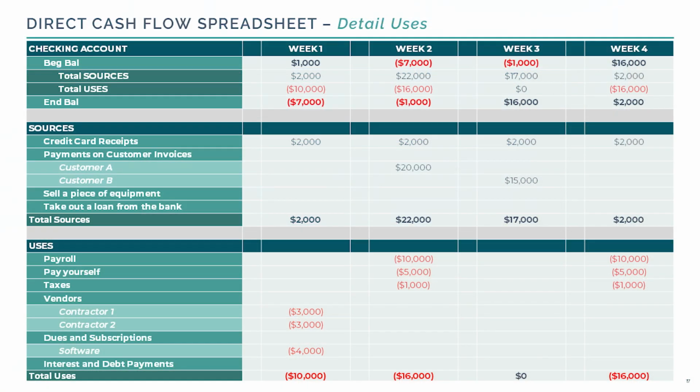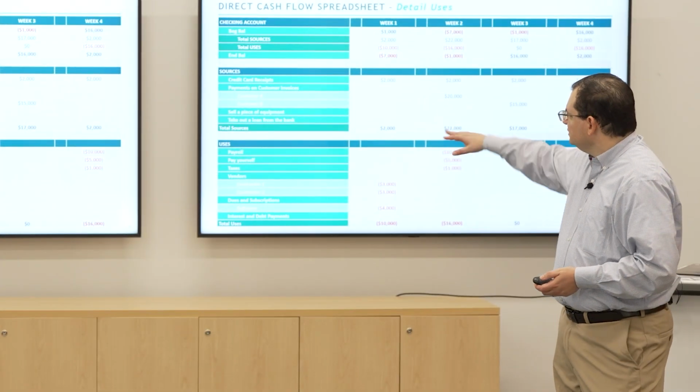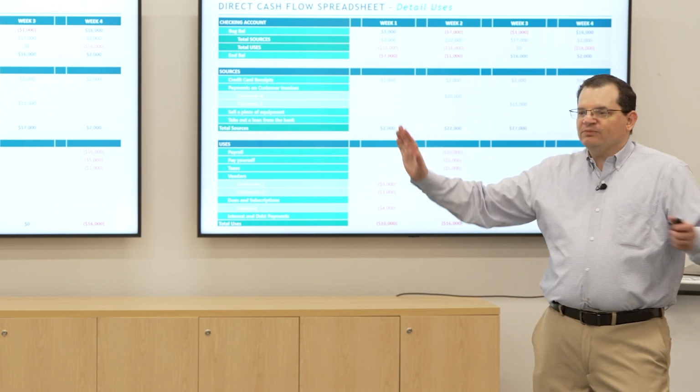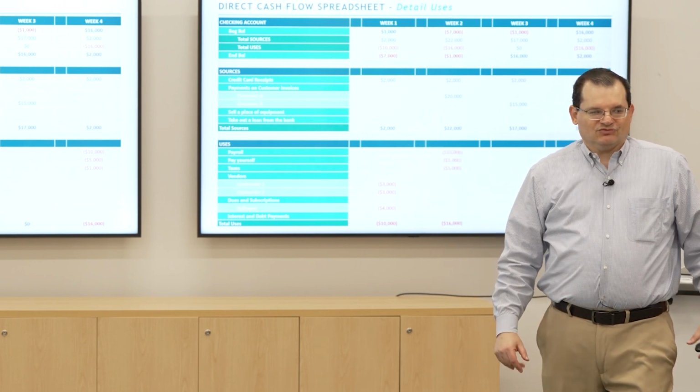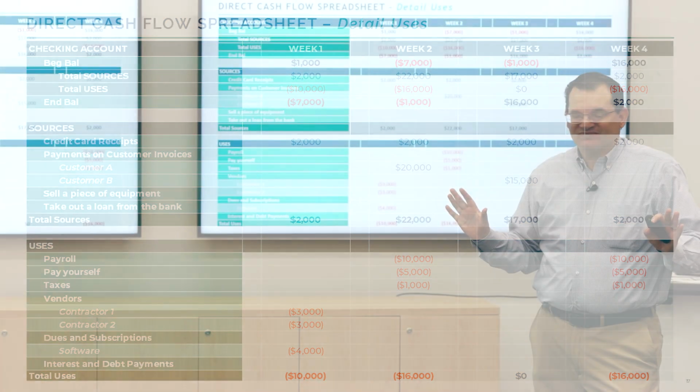So maybe we've got some vendors. We've got 2 contractors. We pay them the first week of the month, $3,000 a piece. And we have some software, and that bill comes for all that software once a month, typically on the first of the month. And now you can see we may have a problem. Does anyone see the problem? Timing. The timing is a problem.